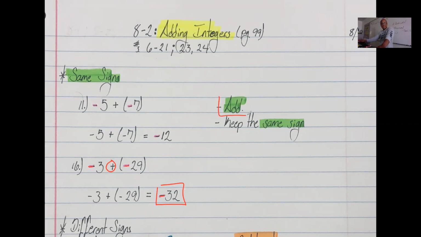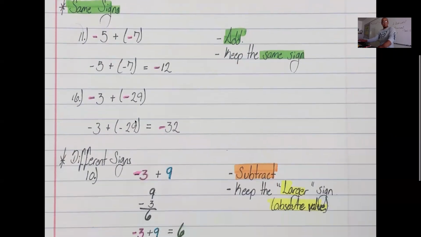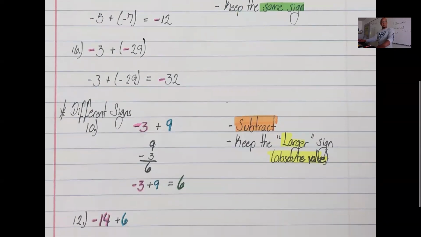Again, we just added these together and we kept the same sign. So this is negative, so my answer is negative. And that is only true when we're adding two numbers that have the same sign, meaning they're both positive or they're both negative. All right, now that should be pretty simple, but what happens when we add numbers that have different signs?